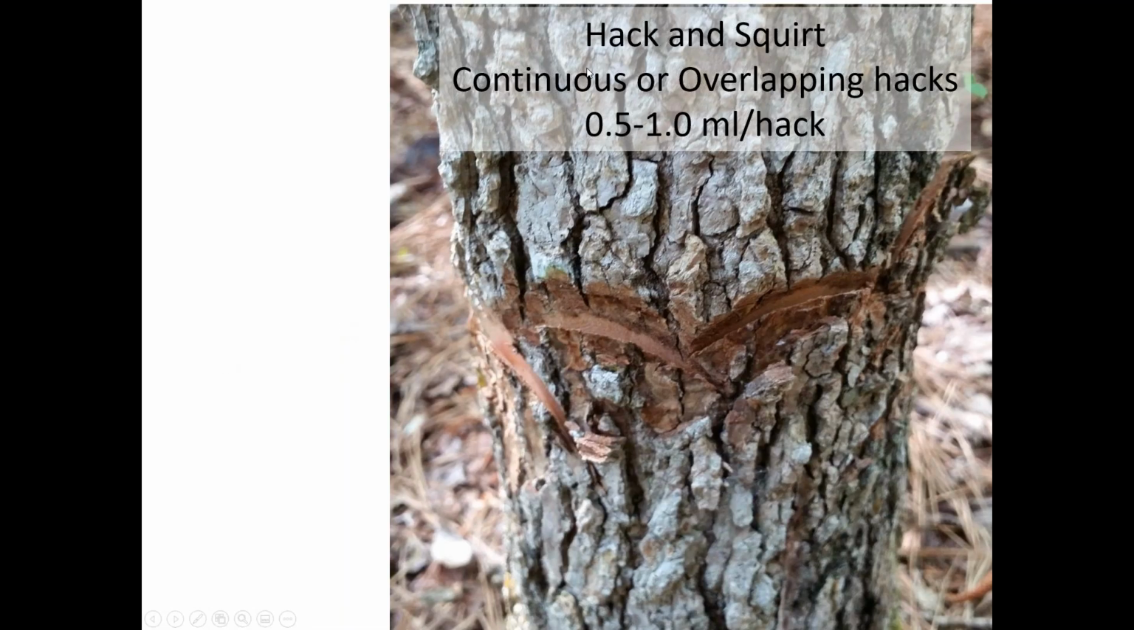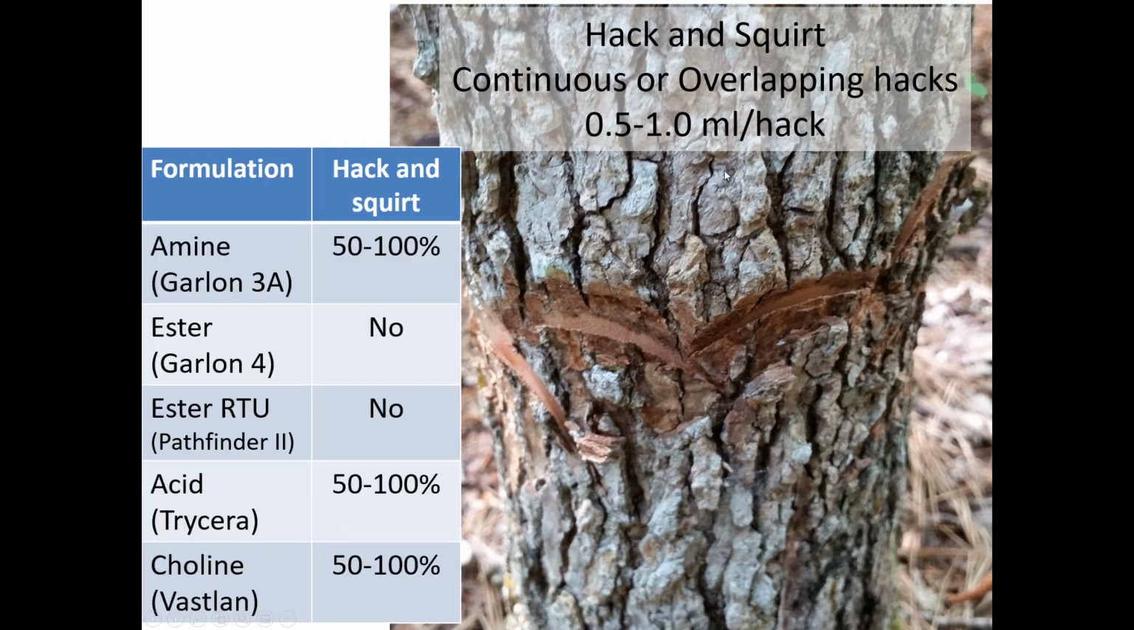Hack and squirt. The labels are pretty straightforward in terms of continuous or overlapping hacks, using a 1/2 mil to 1 mil of product per hack. And you'll see that for the amine, that's going to come out between 50 and 100, for the acid the same, and the choline the same. And what that means is if you're applying 1 mil per hack, a 50% solution, 1 mil squirted into each of those hacks is going to work.